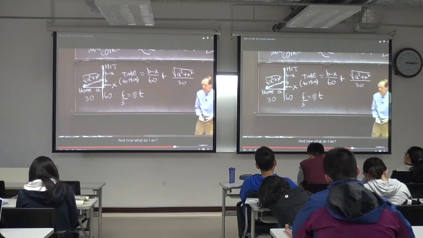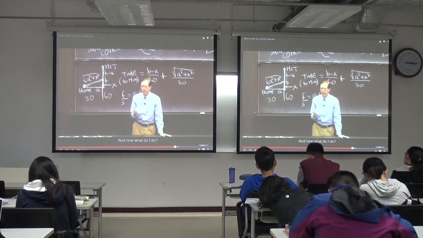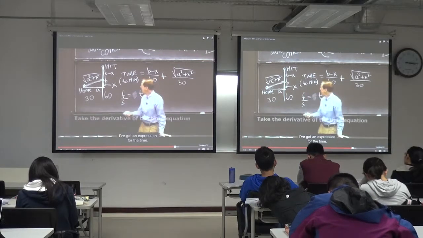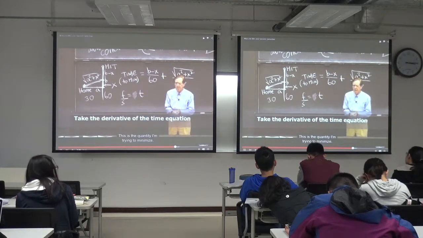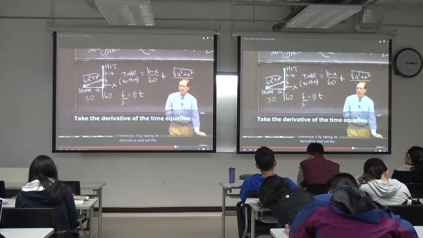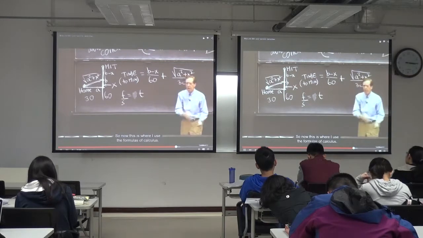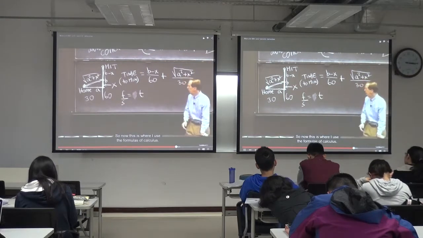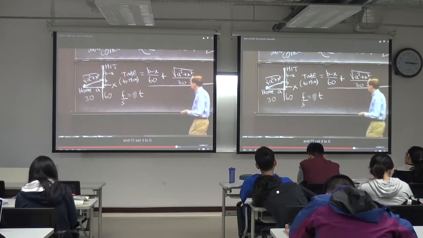And now, what do I do? I've got an expression for the time. This is the quantity I'm trying to minimize. I minimize it by taking its derivative and setting the derivative to zero. Take the derivative and set the derivative to zero. So now this is where I use the formulas of calculus. So now I'm ready to write the derivative, and I'll set it to zero.